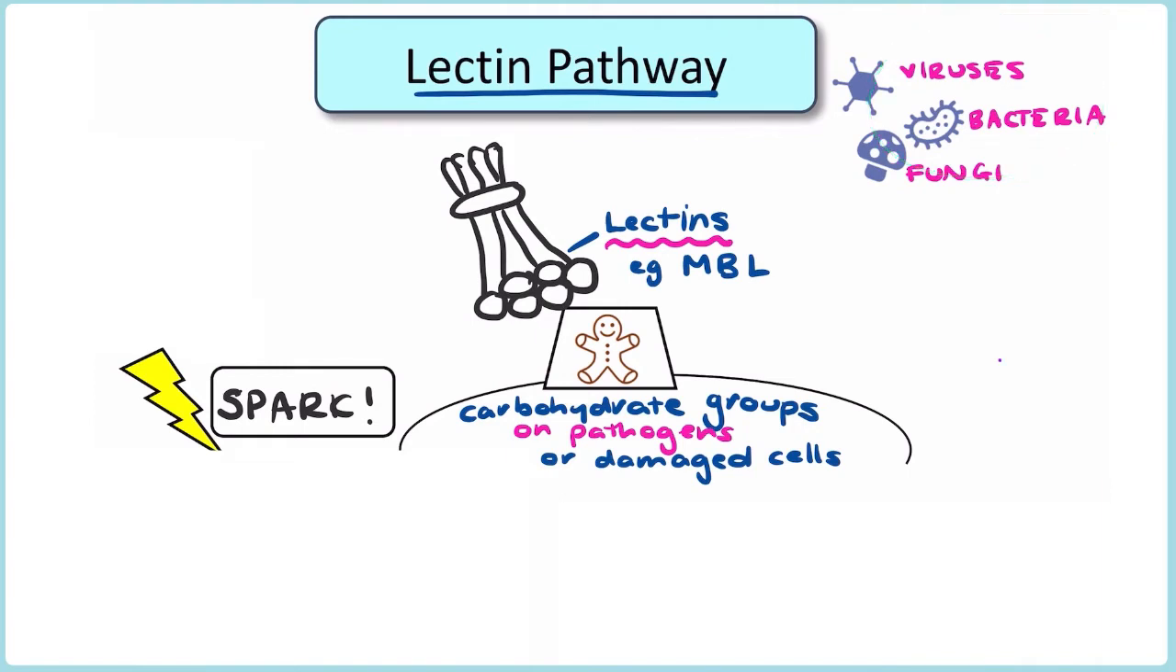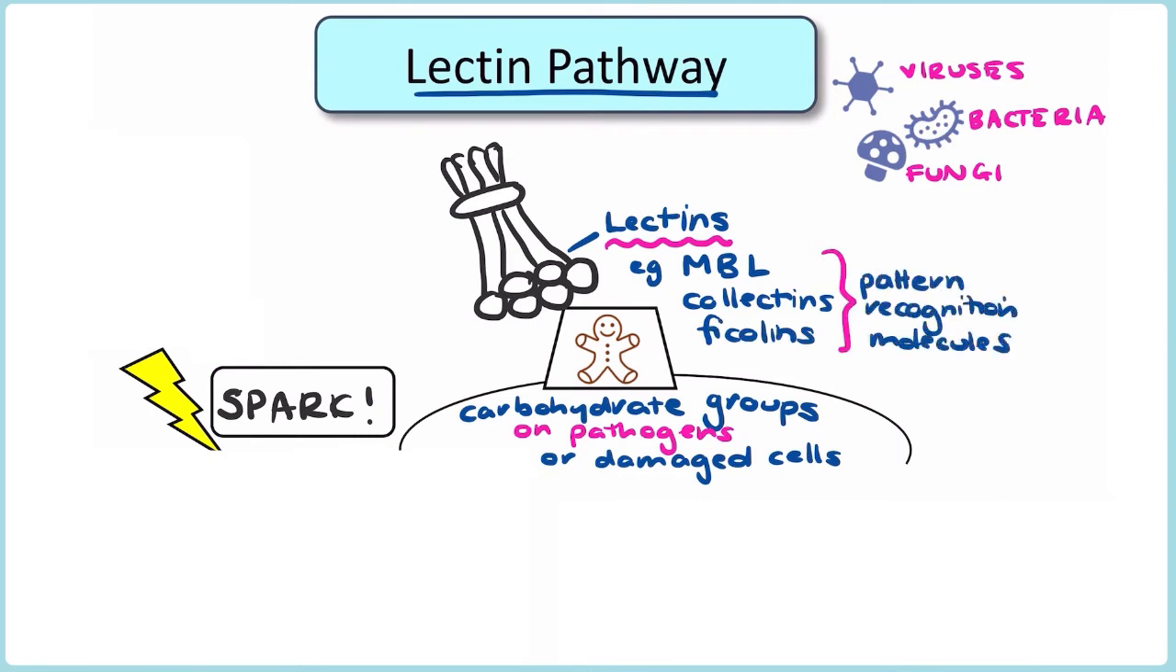MBL binds to a variety of bacteria and viruses, including HIV. But interestingly, when it comes to fungal infections, MBL binds to mannan, which is a key component of the fungal cell wall. It's part of what makes a fungus a fungus. And so it goes without saying that MBL has significant antifungal properties. And whilst MBL is by far the most famous lectin, we also have plenty of others, such as the collectins and ficolins. So lectins are pattern recognition molecules which can trigger the complement cascade.